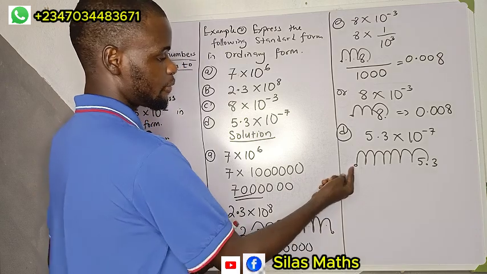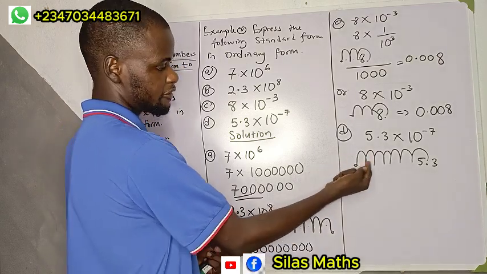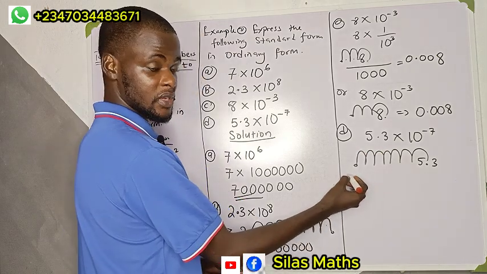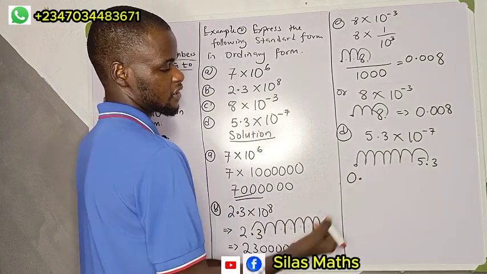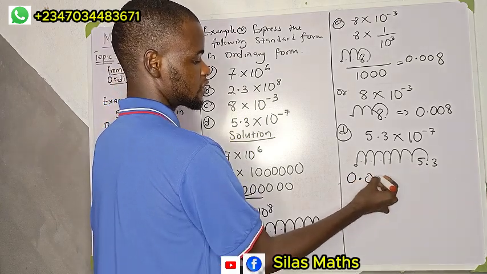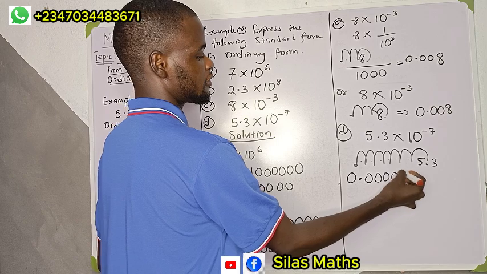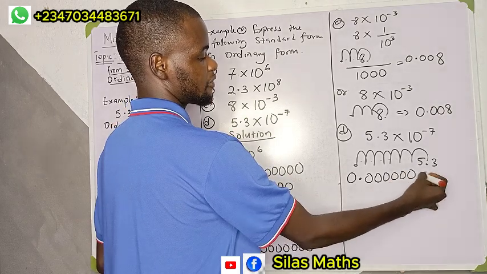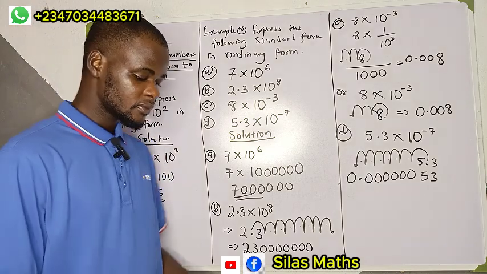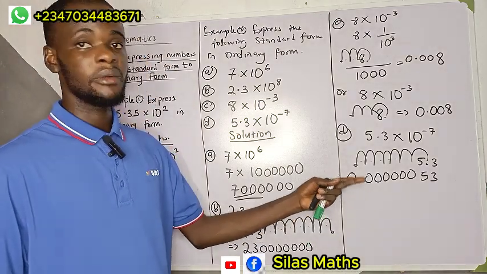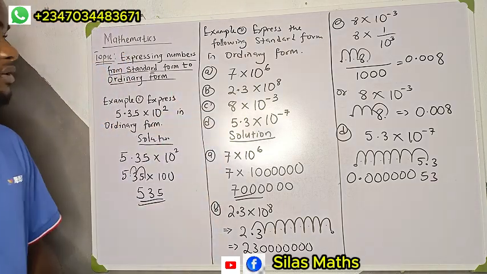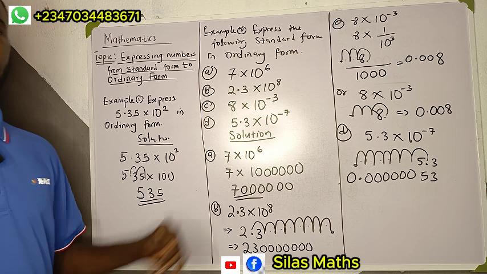Where I have my point, there will be a 0 before I fill in these empty columns with 0. So doing that, I'm going to have 0 point. How many zeros do I have? 1, 2, 3, 4, 5, 6. Then I have my 5 and 3. So this is the number in ordinary form. This is basically how you can express your numbers from standard form to ordinary form.